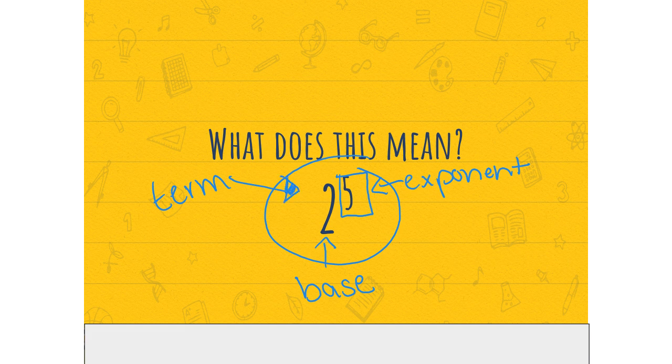So again, we just jumped right on in. 5 would be the exponent, 2 is the base, and the whole thing is called the term. And as a refresher, the big number is the number you're multiplying, and the exponent tells you how many times you're going to multiply it. So if I wrote this out, this would be 2 times 2 times 2 times 2 times 2, because what number am I multiplying? 2. How many times am I multiplying it? 5. So that would be 2 to the 5th power.